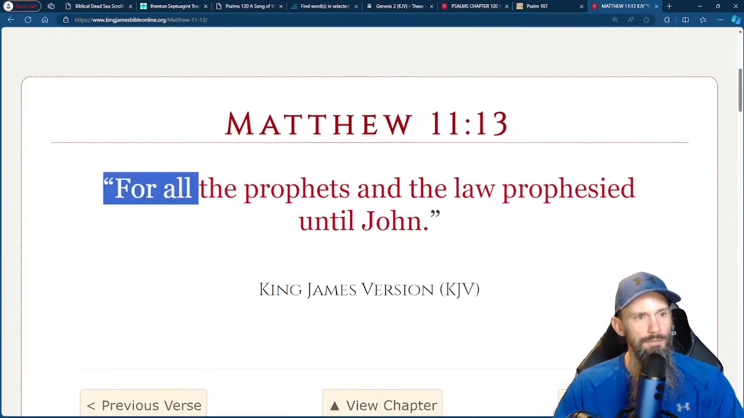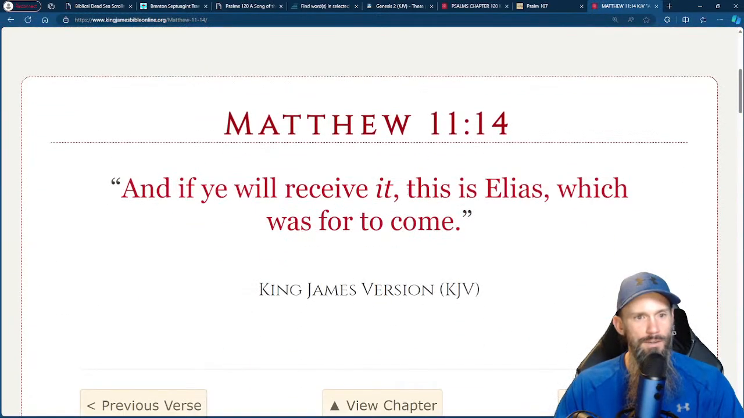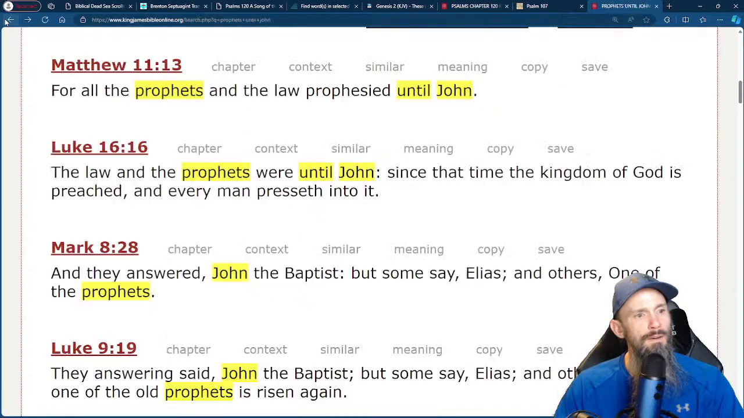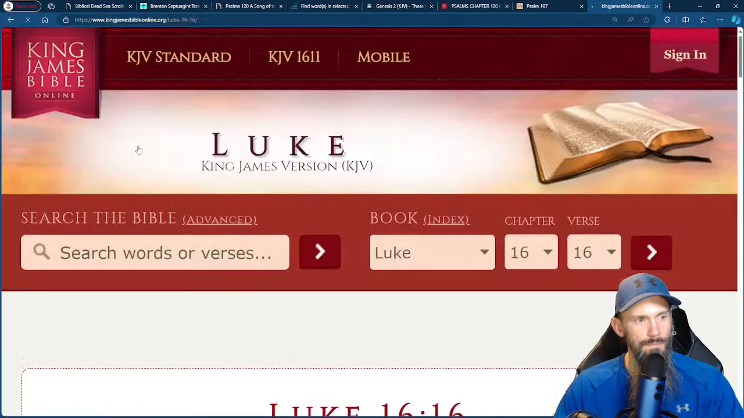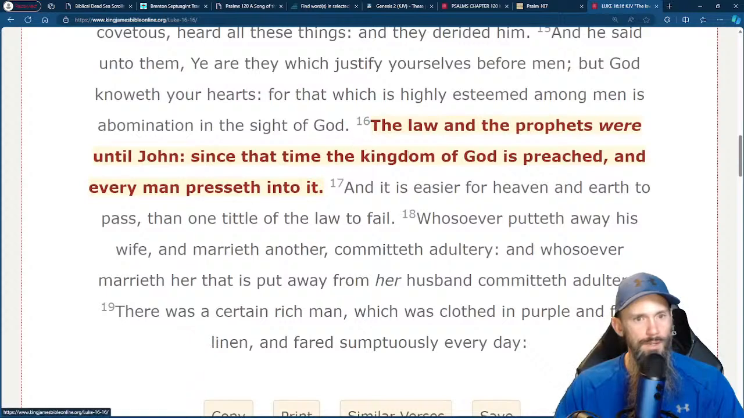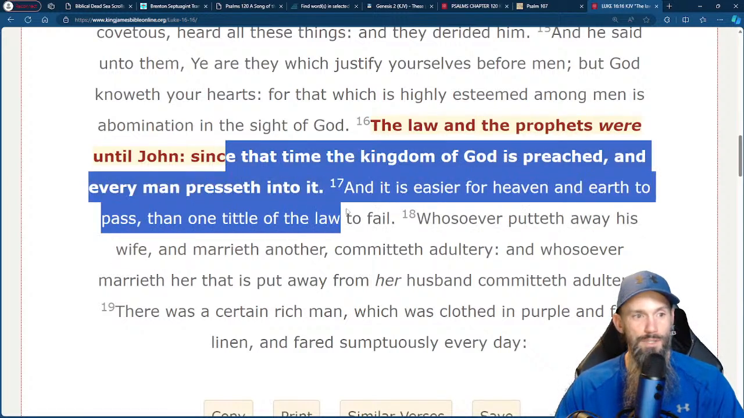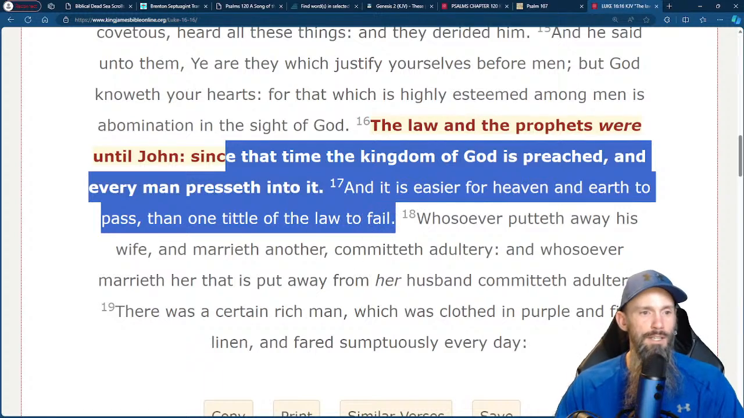Matthew 11:13, for all the prophets and the law prophesied until John. Where's that verse? Oh, yeah. Since that time the kingdom of Elohim is preached, and every man presseth into it. It is easier for heaven and earth to pass than one tittle of the law to fail. Another verse that says the law is not done away with.